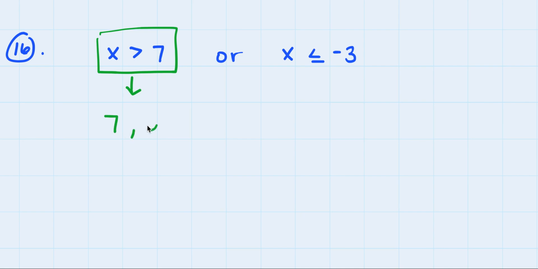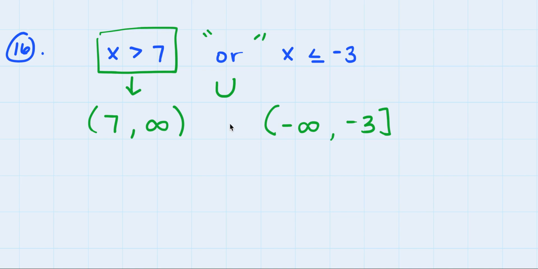So 7 to infinity, parentheses, parentheses. The word or is union. The word and is intersection. And here we have anything less than or equal to negative 3, so the interval notation looks like this. And we want to take the union of these two. So we can be in both of these sets.